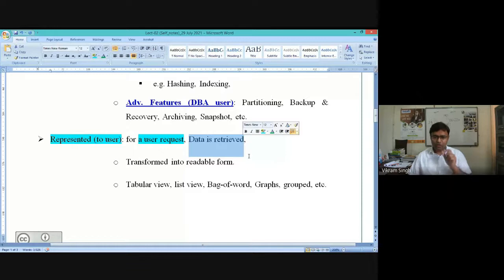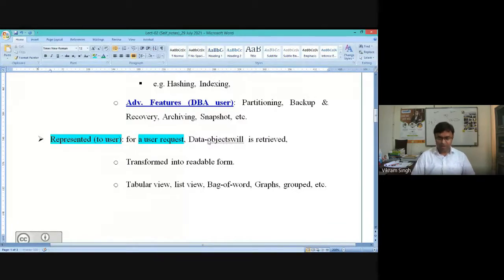So whenever you pose a request, data objects will be retrieved, right? And these retrieved data objects will again be transformed into a readable form. That's very essential, because whatever data we have kept at the storage level is not in readable form. If you read the data which is available on the hard drives, you cannot comprehend anything, right? It looks like garbage.